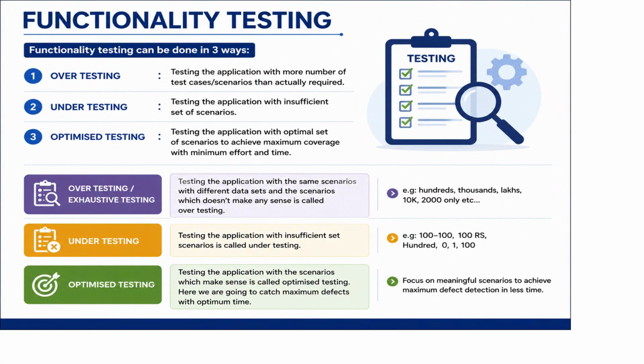Here we are going to catch the maximum defects with the optimization testing. Here we are focused on the meaningful scenarios to achieve the maximum defect detection in less time. For example, if you are going for PhonePe, we are going to check first whether we are able to transfer when we enter the 0. So 0, 1, 2 we should check: from 0, 1 rupee, 2 rupee we should check.